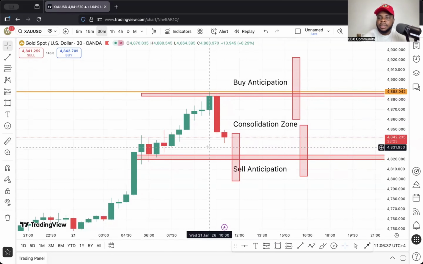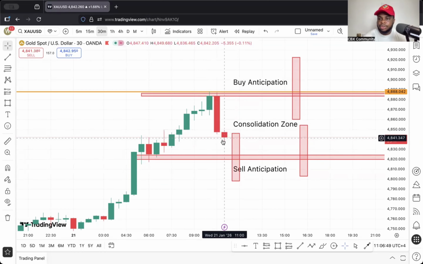Let's see how this recent 30-minute candle will close, because this candle can decide to continue to come down and break our support zone. Since this is the beginning of London session and there is volume in London session, this candle can choose to continue to come down.